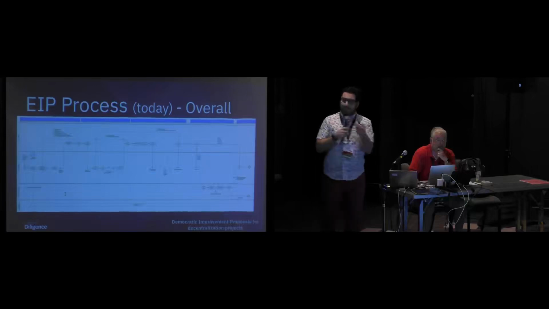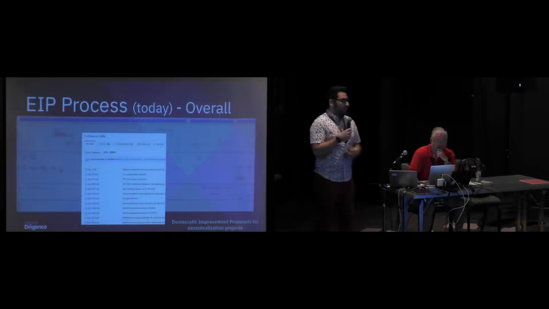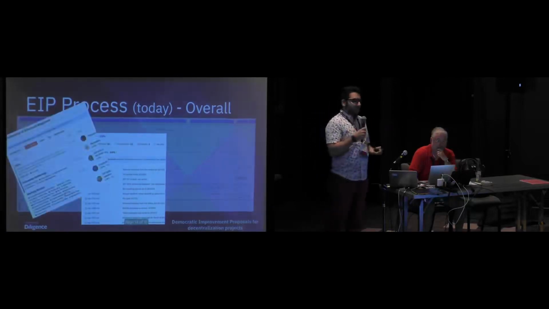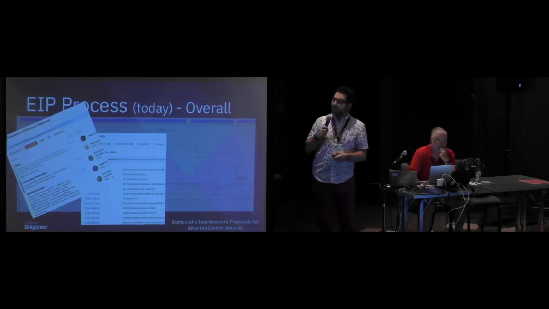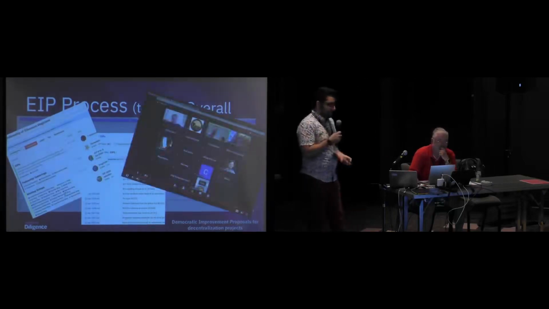Usually, and still, even with this process, it happens on GitHub. The proposals, the PRs, pull requests, everything happens there. There's this forum, Ethereum Magicians, where people discuss, the Magicians for the EIP. And this is the call, like a core dev call, where the decisions actually happen.